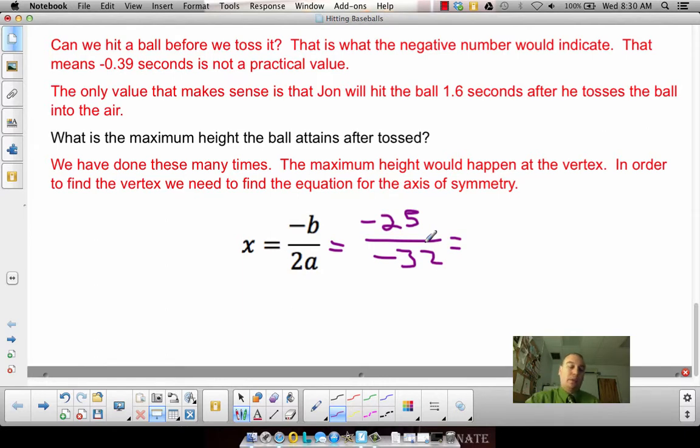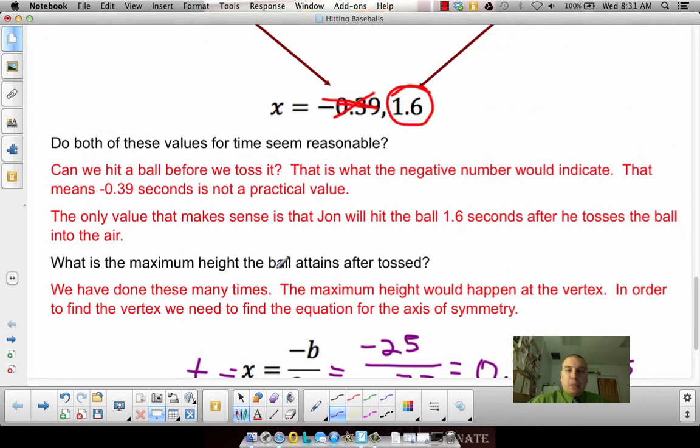All right, so I'm just going to go through. I'm going to take my negative 25 divided by negative 32. And I get that this is approximately 0.78125. Okay, what does that mean? So x, remember that in this case the x is the amount of time, which makes logical sense. If this thing is going up and at 1.6 seconds it's back down where I need to hit it, then I should be really close to the middle.